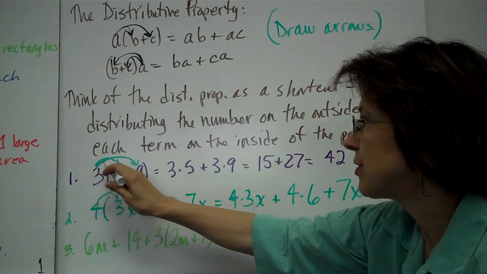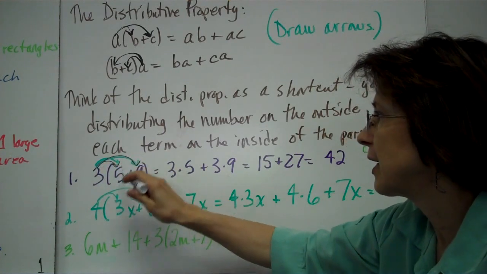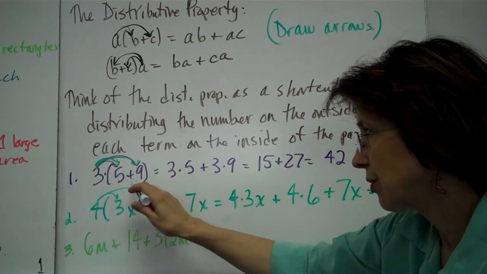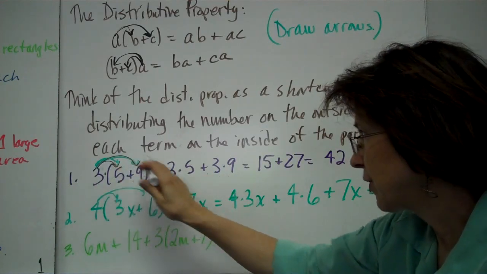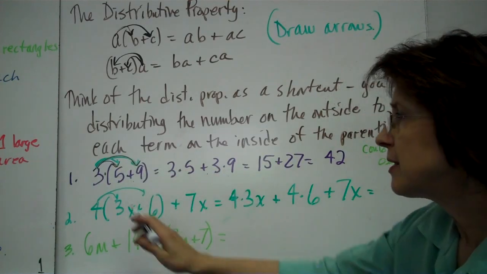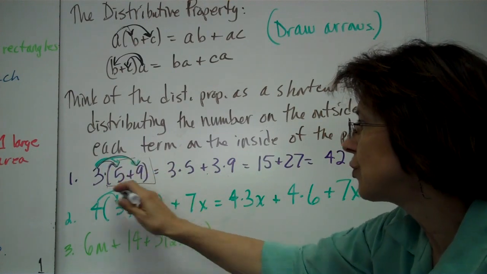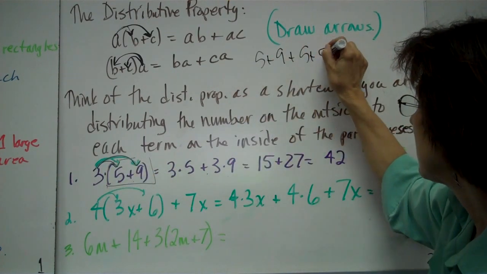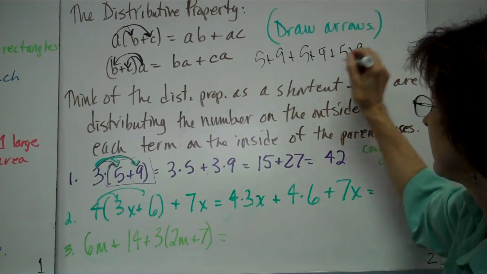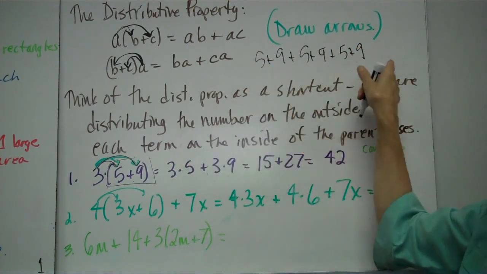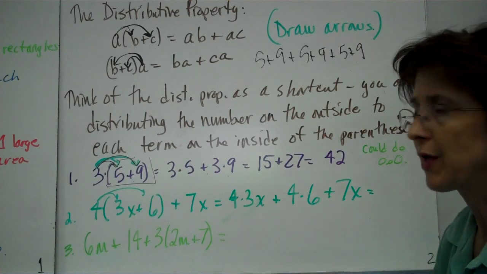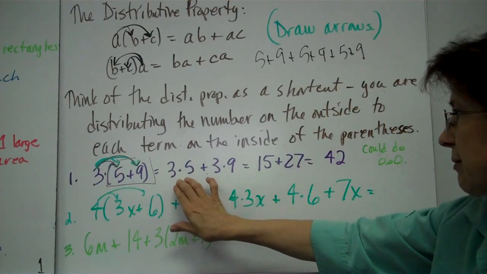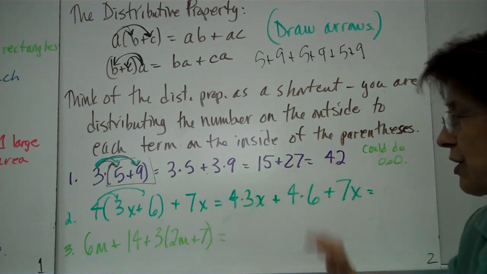So I draw my arrows, 3 to the 5 and 3 to the 9, and I say to myself, 3 times, remember that's just all times, 3 times 5 plus, just copy the plus sign, 3 times 9. Because this really means 3 of these. You're really just going 5 plus 9 plus 5 plus 9 plus 5 plus 9. So it is a shortcut, because instead of writing all that out, I'm just doing 3 times it. The answer is 15 plus 27, which equals 42.